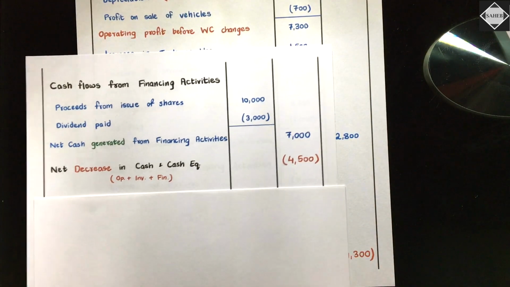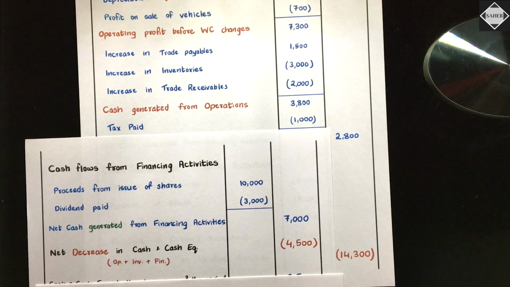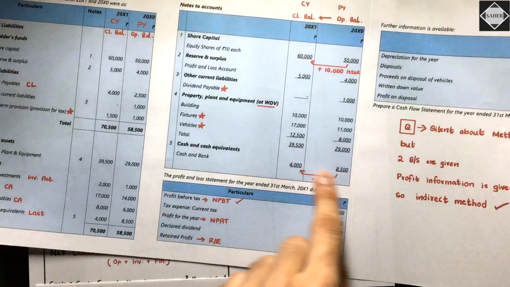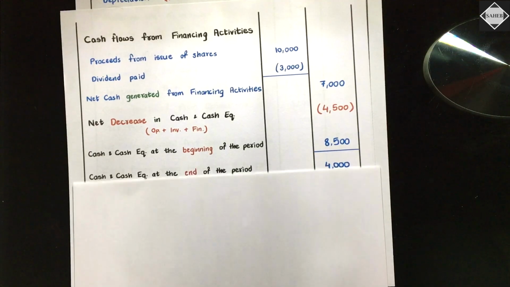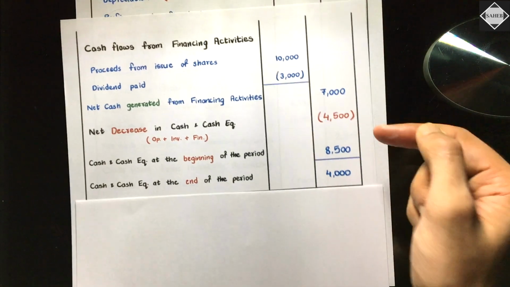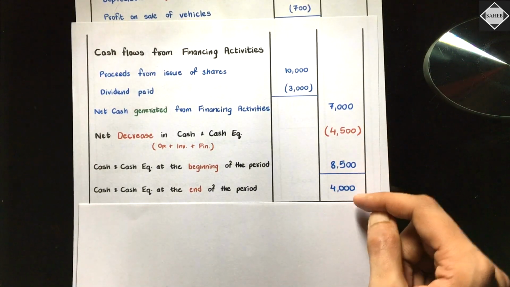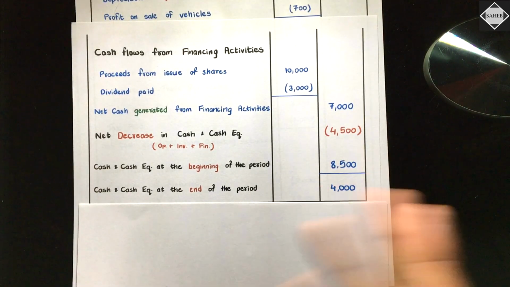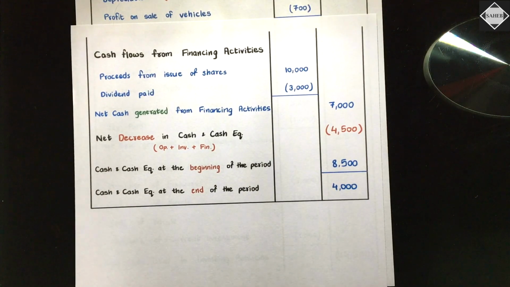Fine. Okay. So then what will happen? Then we will take the opening and closing balance. Opening balance is 8,500. Closing balance is 4,000. That's what we have to take. Cash and cash equivalent at the beginning of the period, 8,500, and then closing balance of cash and cash equivalent, 4,000. If you just check, you can verify: minus 4,500 plus 8,500 is equal to 4,000. So our answer is right. Is it clear? So this is how you have to prepare the cash flow statement under the indirect method. It was a really simple question.